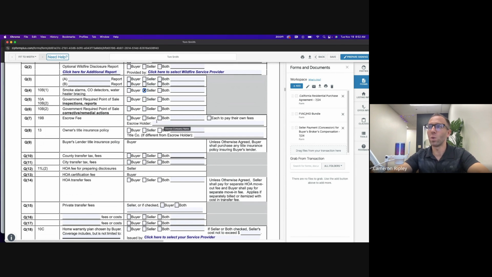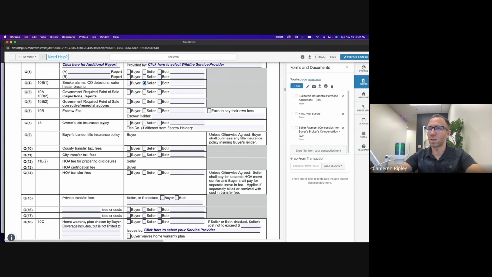So try to avoid getting a counter offer, unless you really want it, because there's multiple offers. So I put there whatever, and then I like to put both, 50-50 split. Talk with your client about it. Same thing with owner's title insurance.